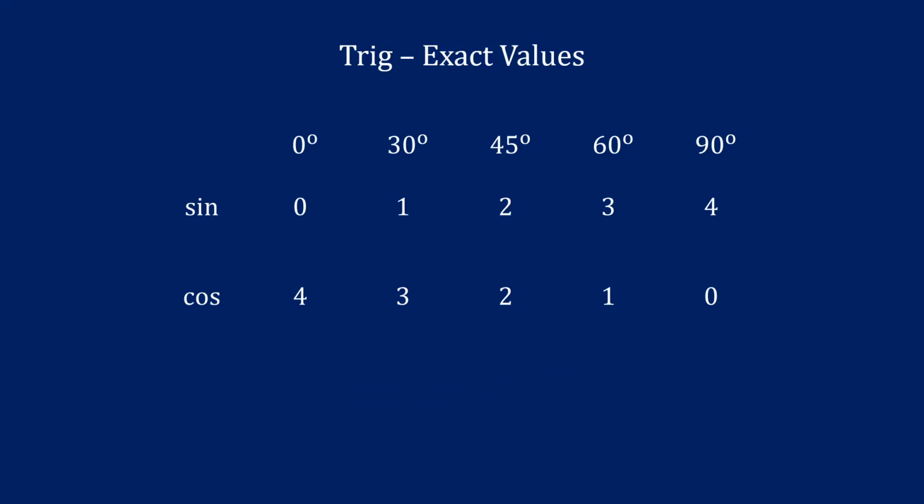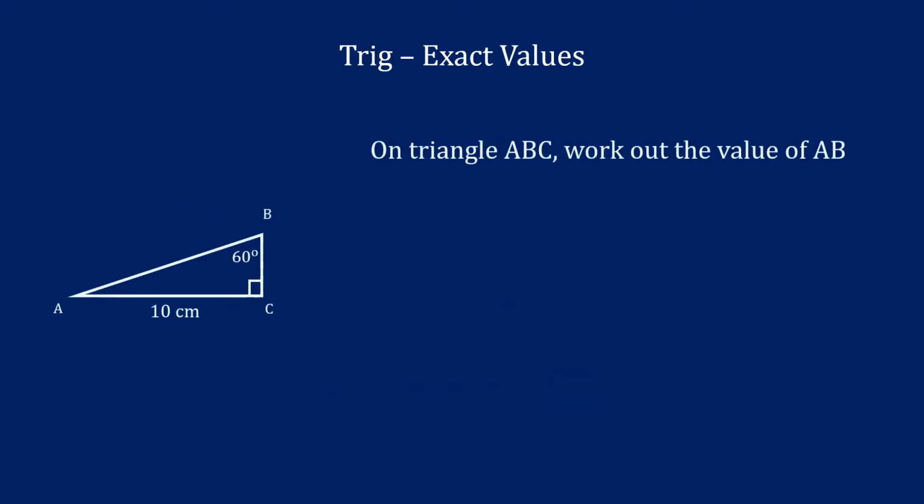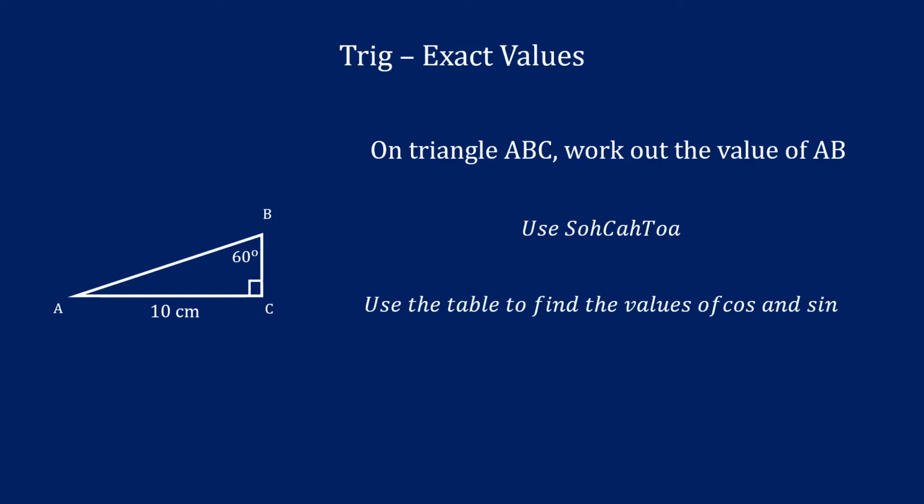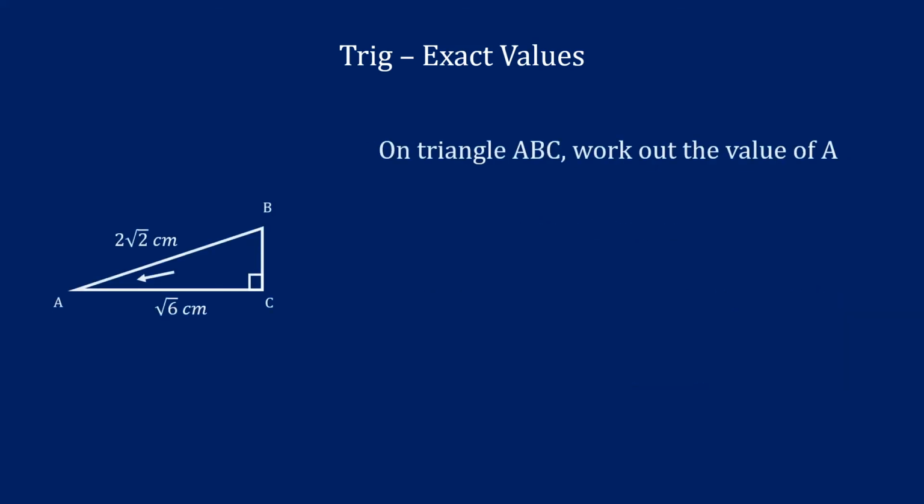If we're trying to find tan, what is going to happen? I'm going to do a square root of whichever value is on the sine column divided by whichever value is on the cos column. If I'm trying to find a side using exact values, what do I do? I'm going to use SOHCAHTOA to set up my equation. Remember to use the formula triangles, don't rearrange stuff. I'm going to use the table to find the value of cos and sine and substitute it into my equation. And I'm going to simplify as much as possible. Simplify your surds.